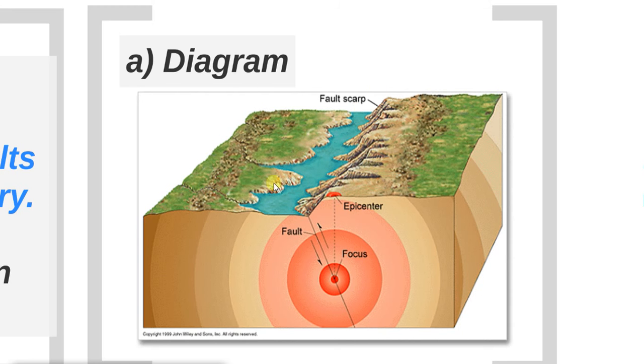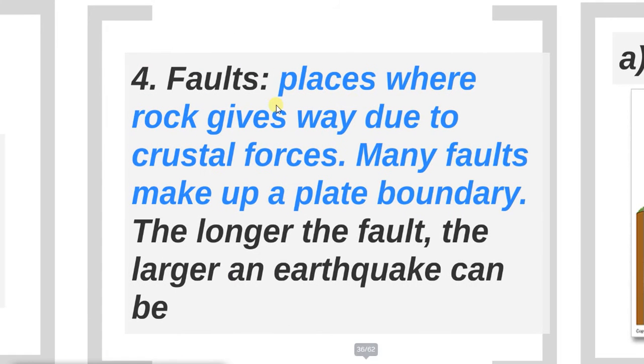All right, so fault types. We got 3 different fault types. There's actually technically more, but 3 that we need to know. So a strike slip fault. This is going to be our transform boundary. The diagram's going to look a lot like the transform boundary diagram. This is where it slides past one another.